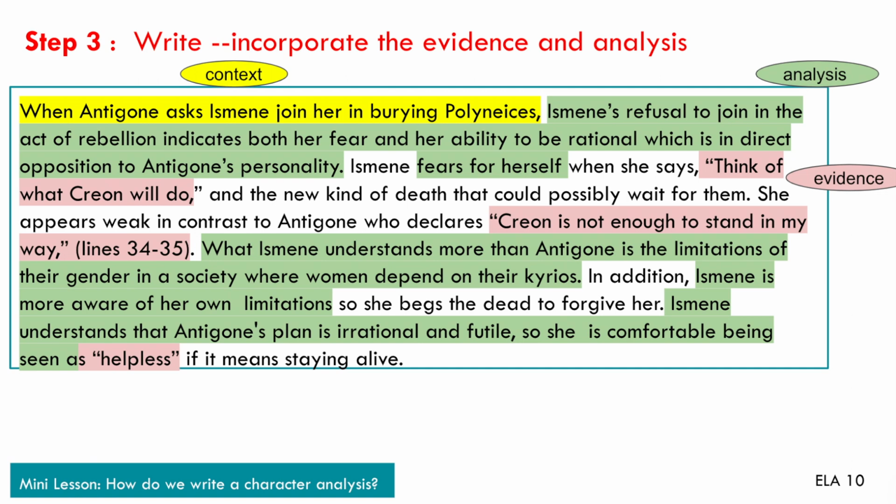And continuing with this, it says, she appears weak in contrast to Antigone, who declares, "Creon is not enough to stand in my way." And we see analysis next, which is more what you're used to seeing with a MEAL format. The analysis is, what Ismene understands more than Antigone is the limitations of gender in their society, where women depend on their kurios. In addition, Ismene is more aware of her own limitations, so she begs the dead to forgive her. Ismene understands Antigone's plan is irrational and futile, so she's comfortable being seen as helpless if it means staying alive.